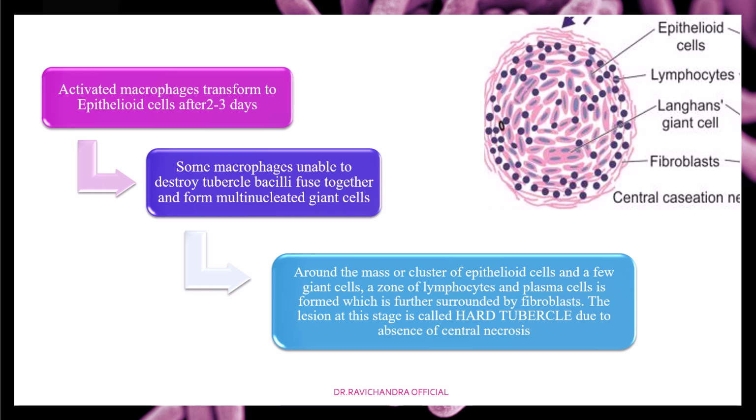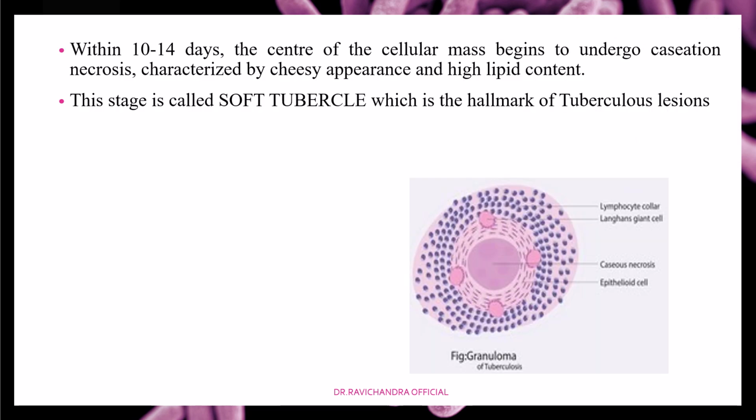In the exam, they may ask you to draw a neat labeled diagram of a hard tubercle or a soft tubercle. Or they may ask what is the difference between a hard tubercle and a soft tubercle. The main difference is the absence of central necrosis. Absence of central necrosis relates to a hard tubercle, whereas central necrosis is present in a soft tubercle. That is well appreciated in the given diagram.